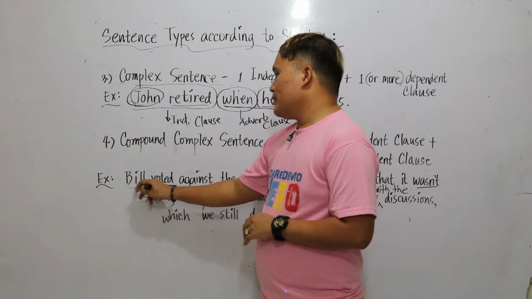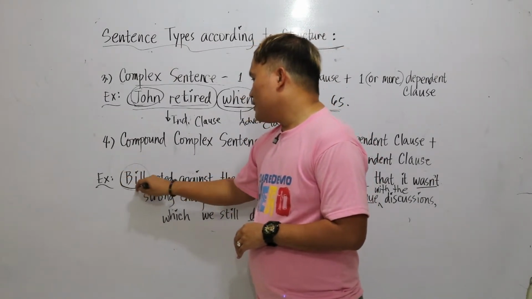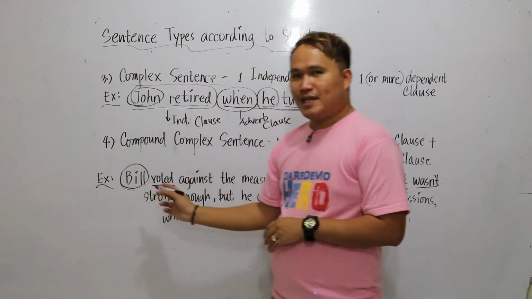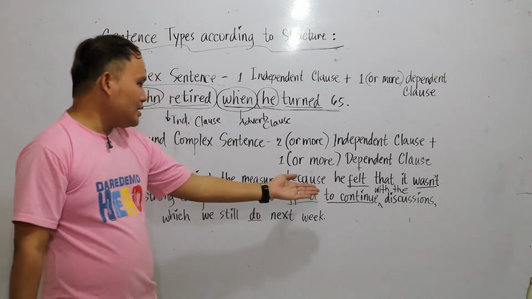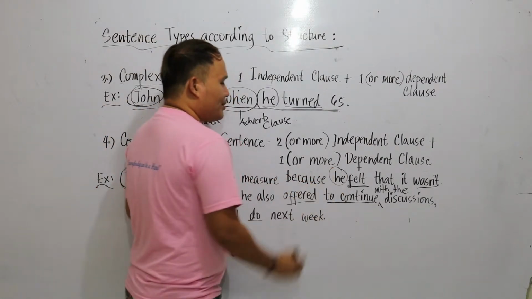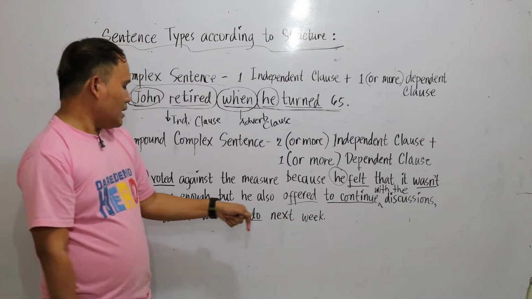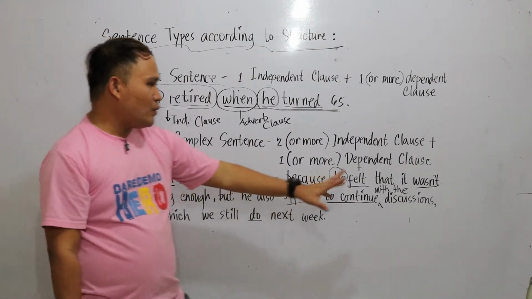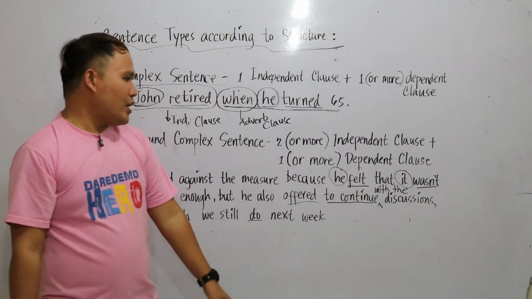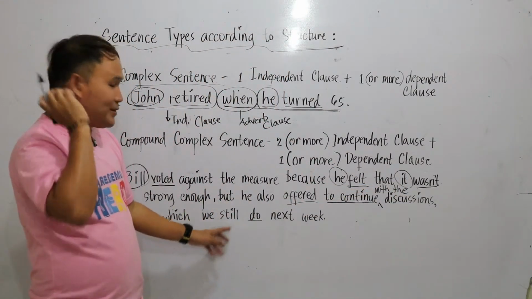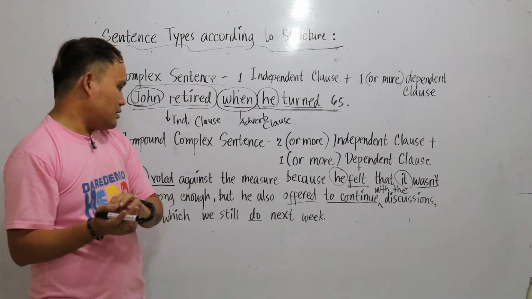Bill, okay, is the one who did the action, voted. Okay, Bill voted. What else? For felt, we have he. Pronoun he felt. What else? How about wasn't? It. Okay. Pronoun it. What else? For offered, what do you think is our subject here? He.